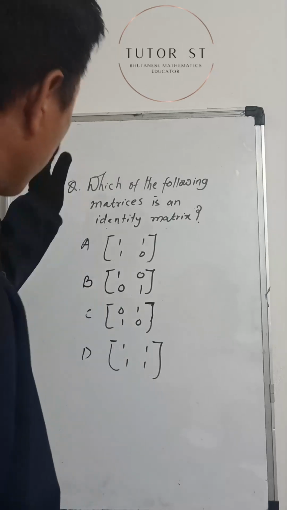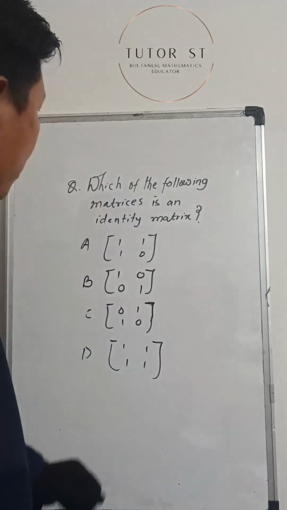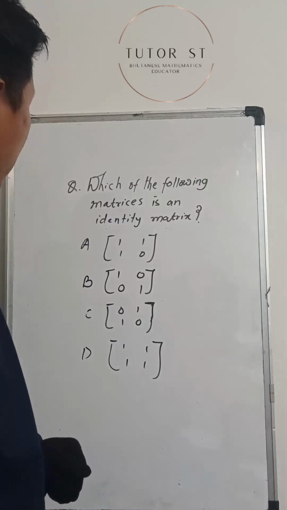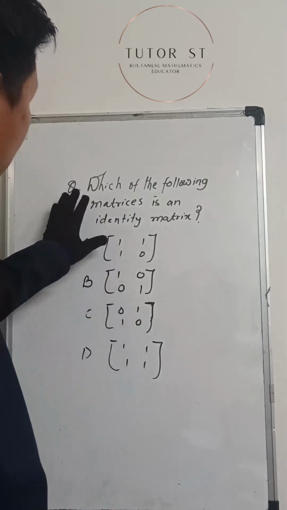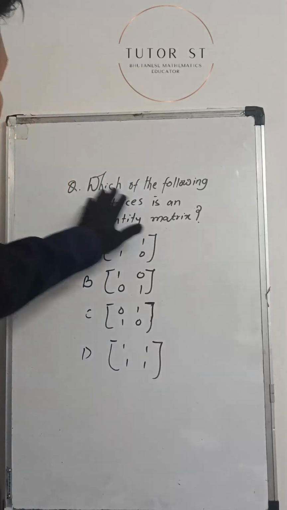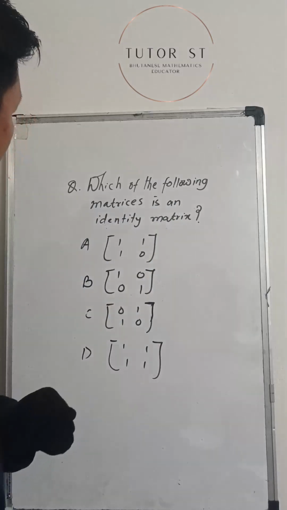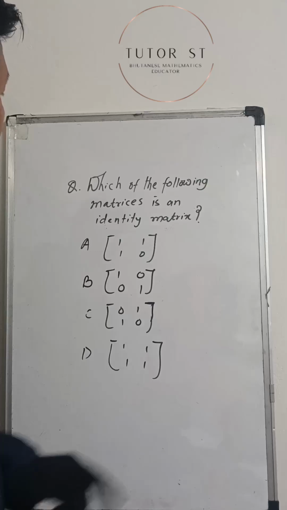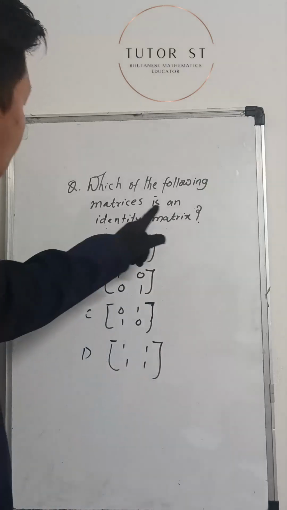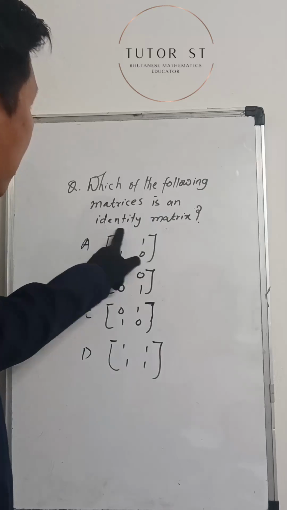Today, let me take you through the very first question which came in the 2025 mathematics paper for class 10 students. And the question was, which of the following matrices is an identity matrix? We have to identify one matrix which is an identity matrix.